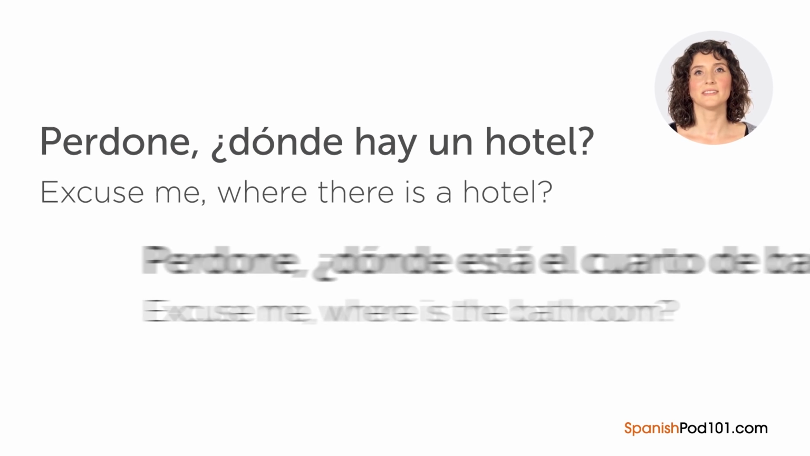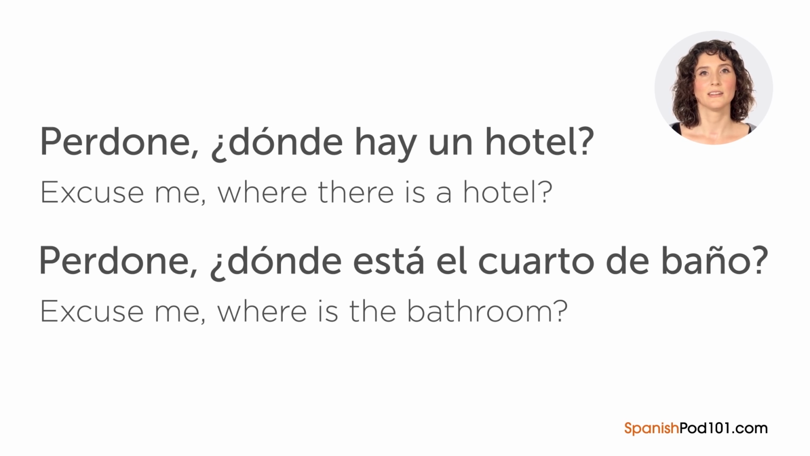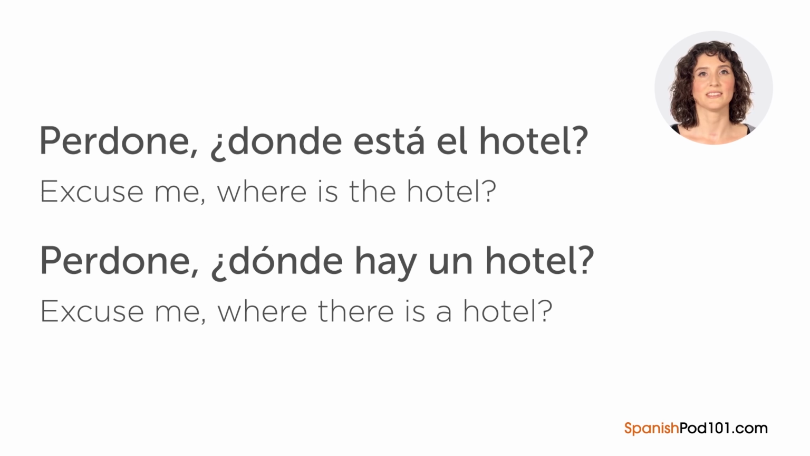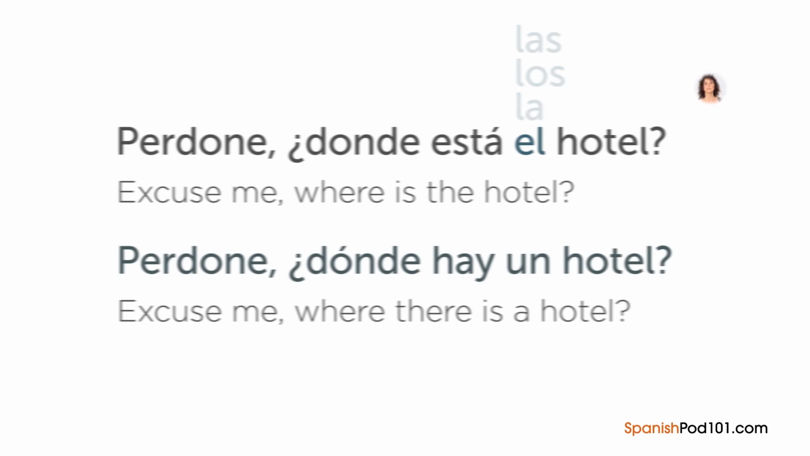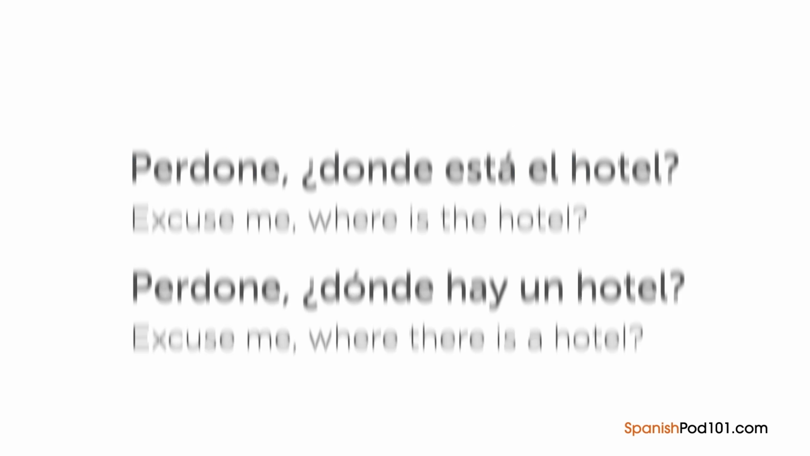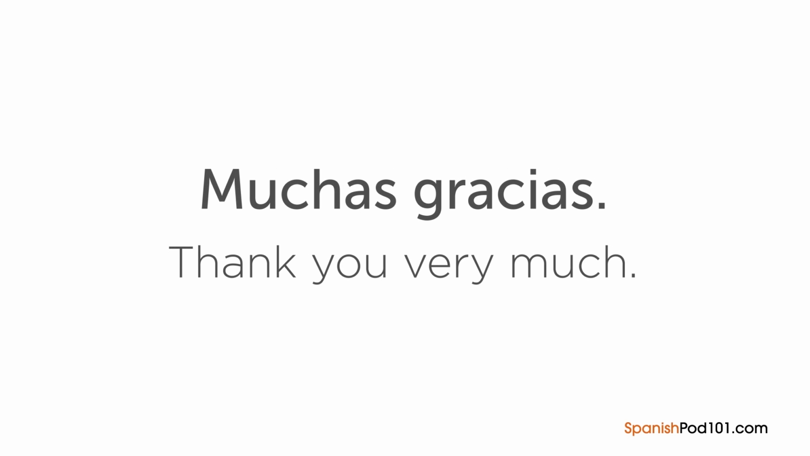Have you noticed how the sentences vary slightly? If the thing you're looking for isn't specific, a hotel, we would use the articles un, unos, una, or unas. On the other hand, if it's specific, the hotel, then we would use el, la, los, or las instead. Perdone, ¿dónde hay un hotel? Perdone, ¿dónde está el hotel? And remember to thank the person if they were helpful.